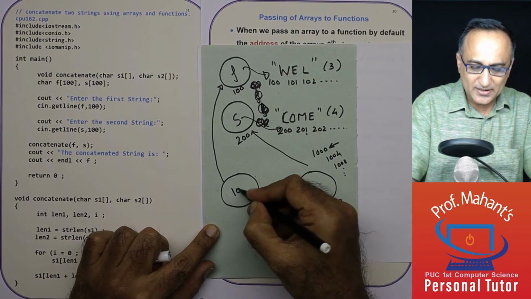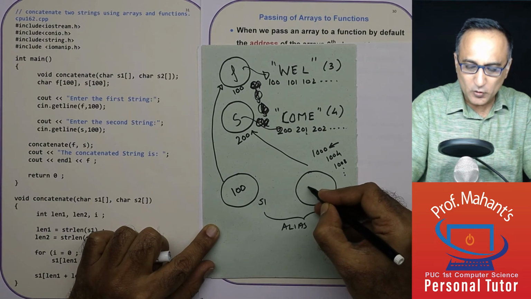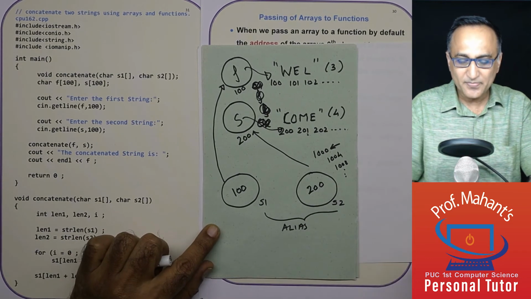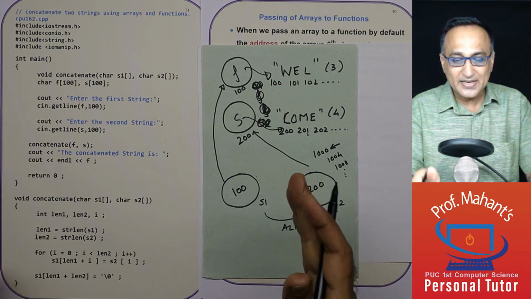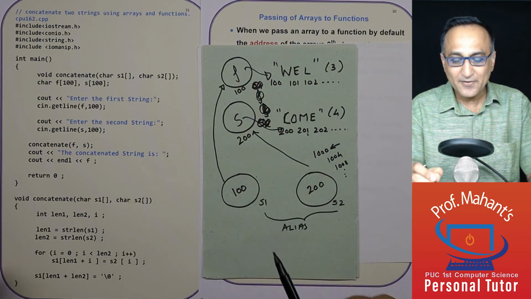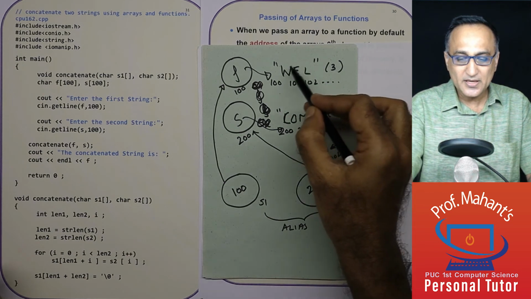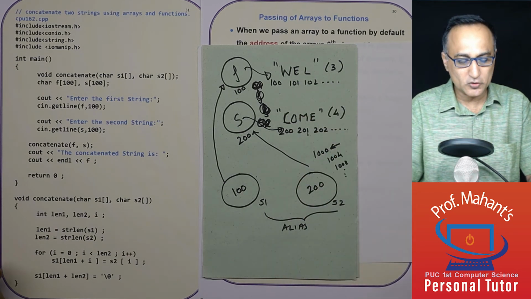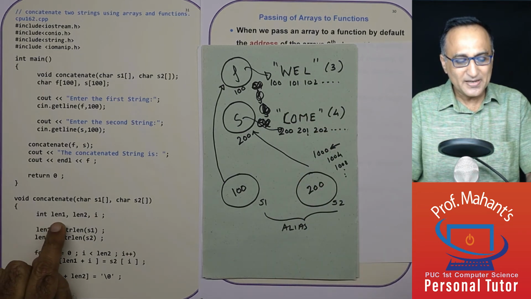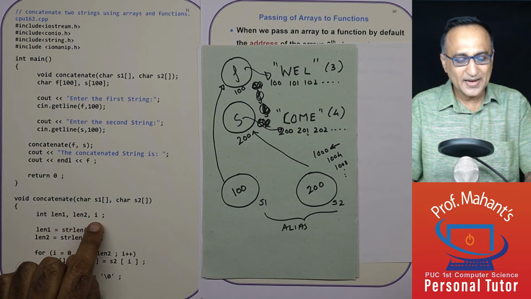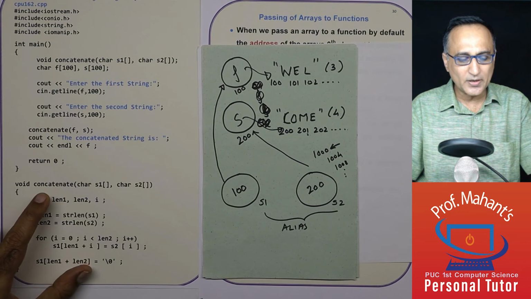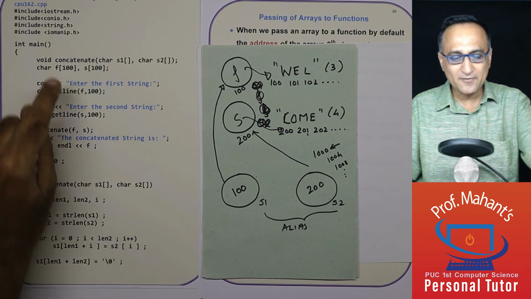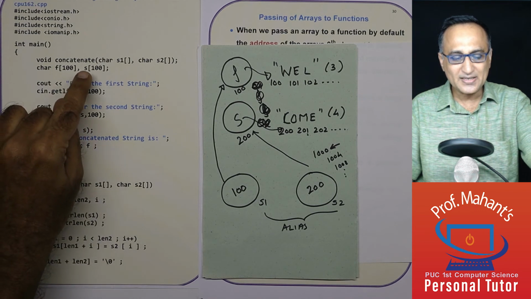So S1 will contain 100, S2 will refer to address 200. Since S1 and S2 represent aliases or nicknames of F and S, if I play around with S1 and S2, they are going to be affected here also. So what I am doing is declaring length 1, length 2 and I, which I have done in the prior explanation. This program was already taken a look at. Now it's just doing it using functions. So S1 now refers to F, S2 now refers to S.